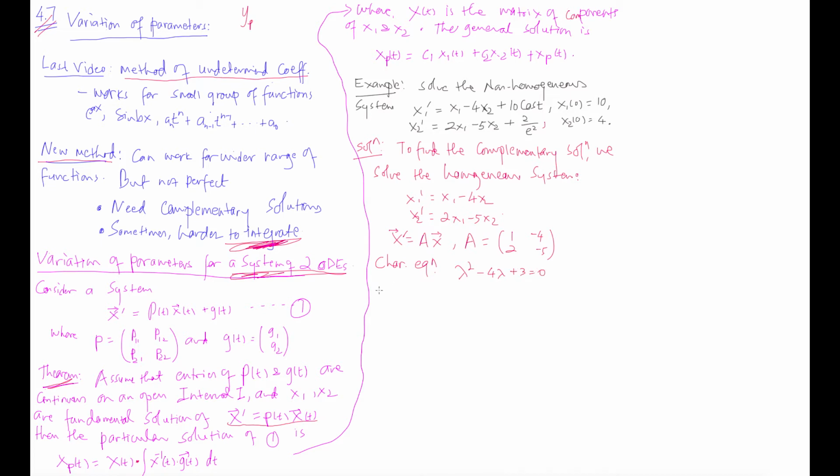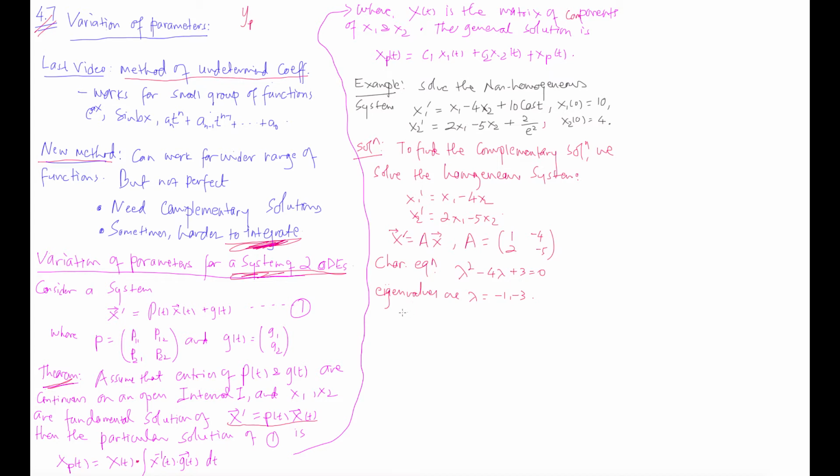So what will be the eigenvalues then? Eigenvalues are, you solve this, right? Lambda equals basically negative 1 and negative 3. Those are the eigenvalues, right? So now we find the eigenvectors, right?